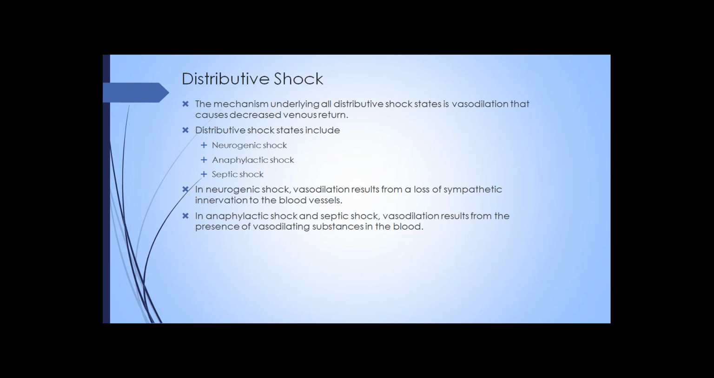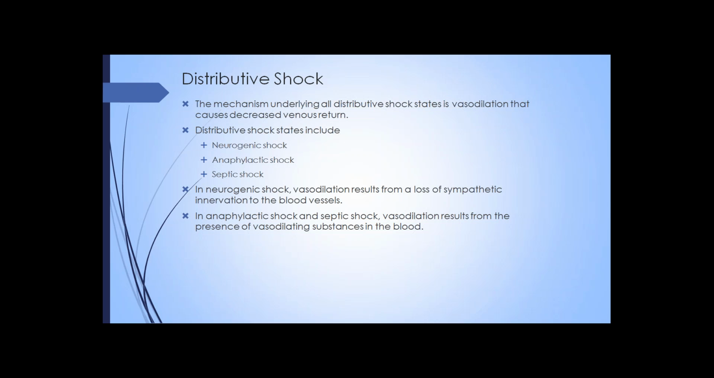So now we're going to go into the last type of shock, and that's called distributive shock. And what that means is that's actually in relation to the vasculature or the blood vessels. But here's the issue. Distributive shocks are all vasodilatation shocks because we have so much dilatation that all the blood ends up down in the periphery, and we do not get a very good venous return back to the right atrium.